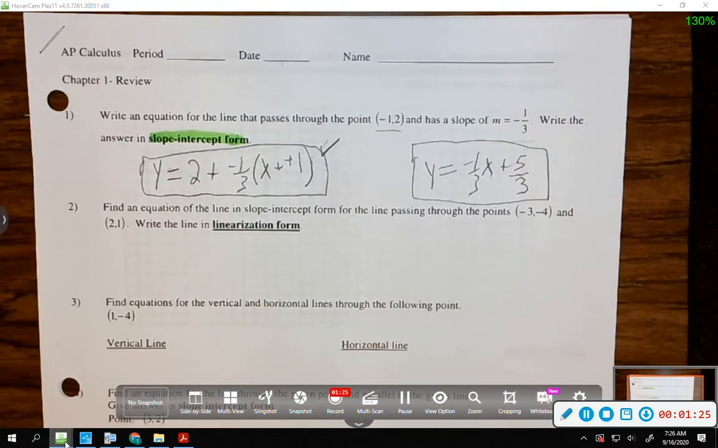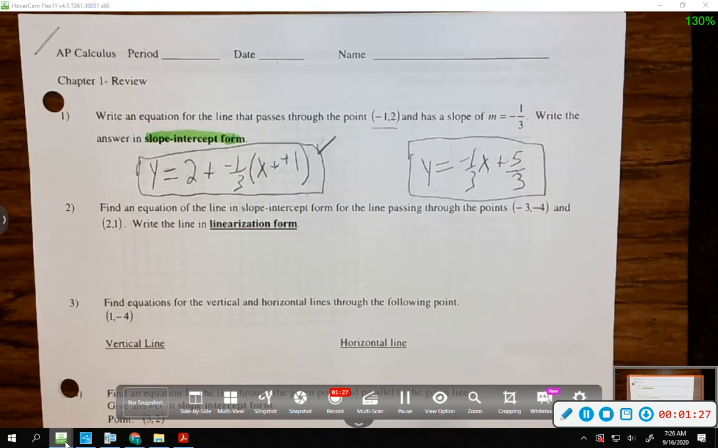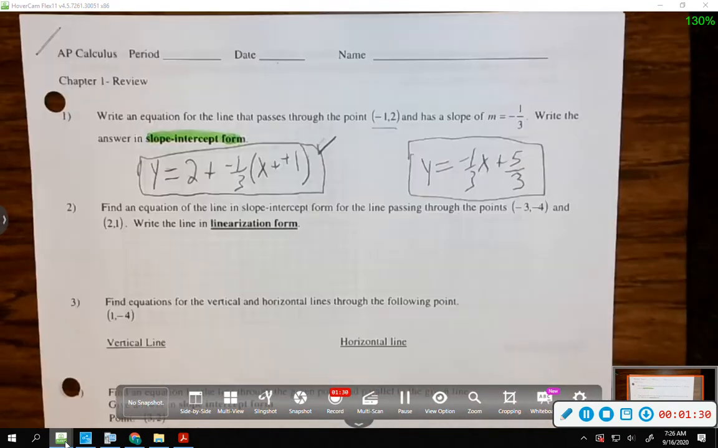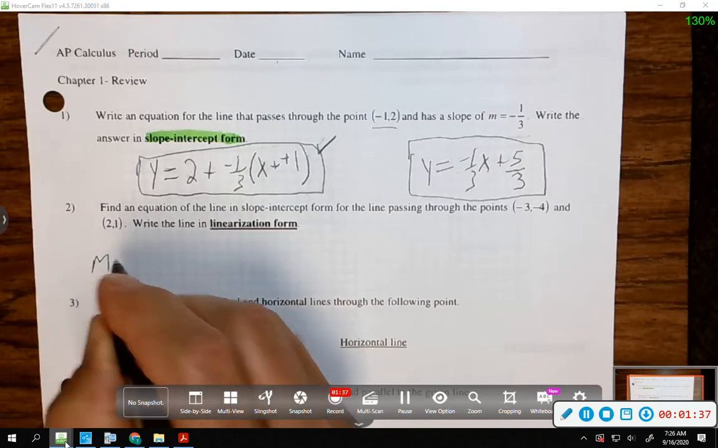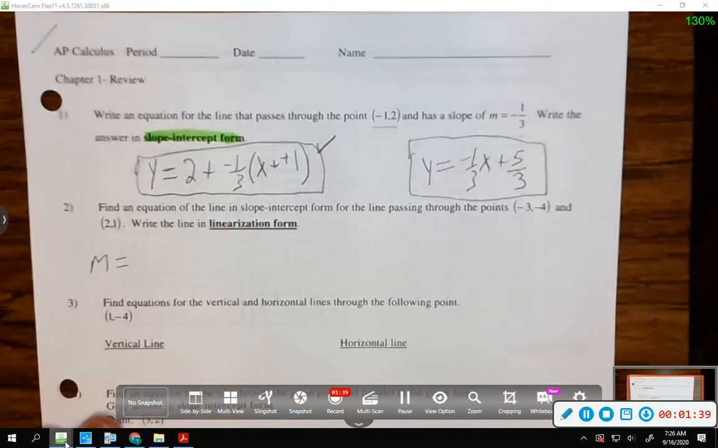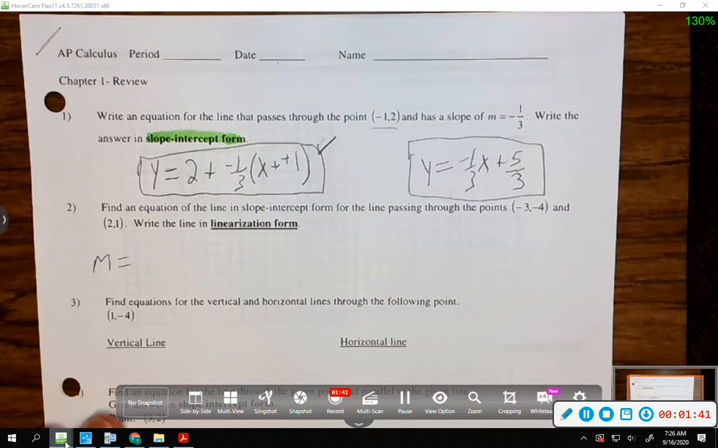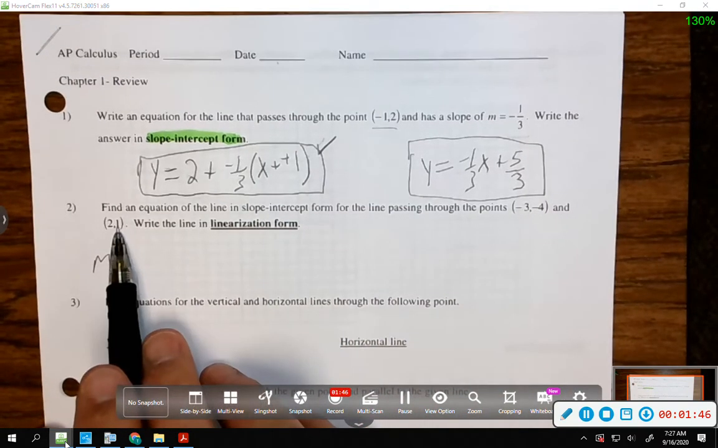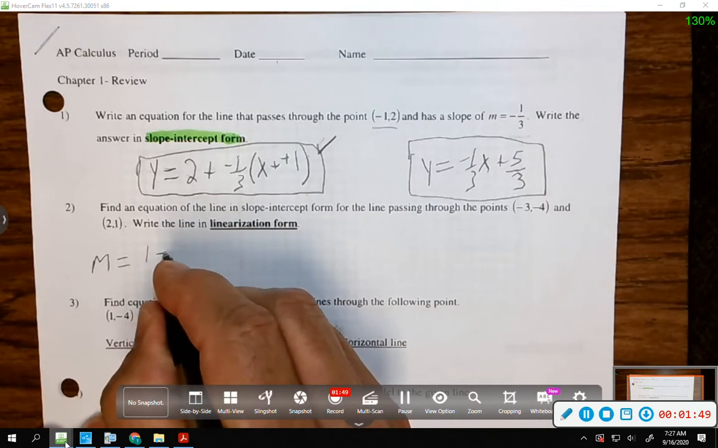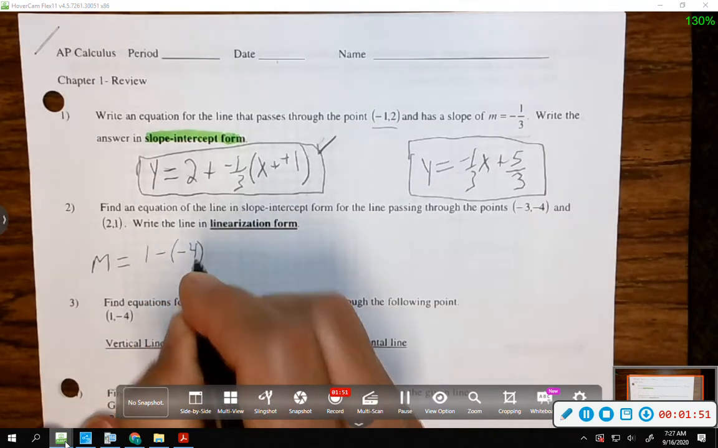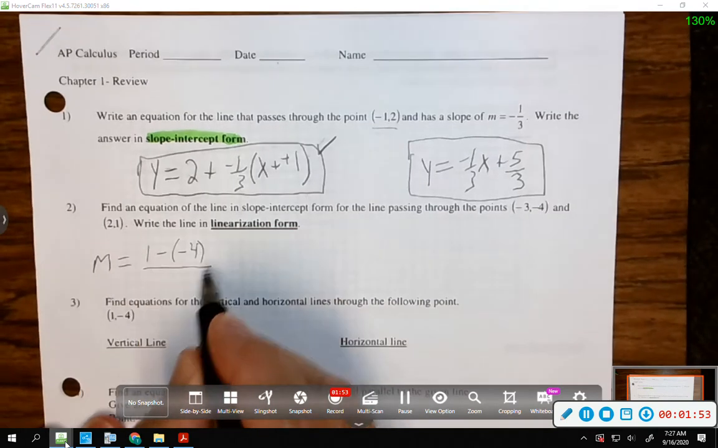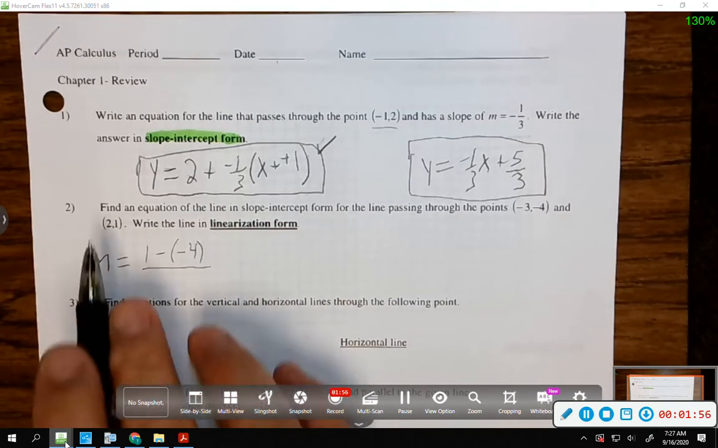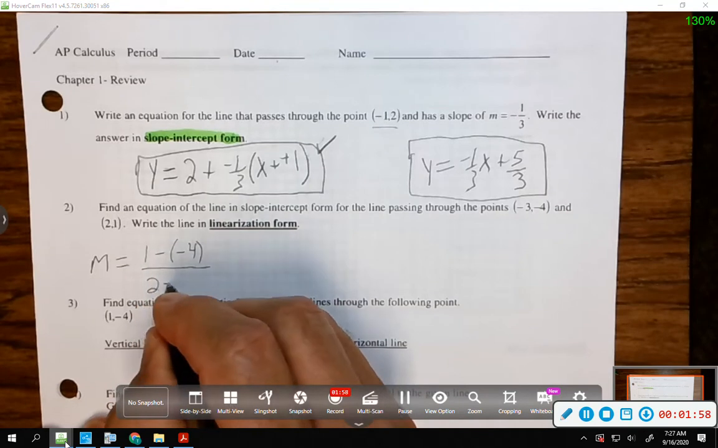Okay? Problem 2 is going to be the exact same problem, except they do not tell us the slope. We have to determine the slope ourselves, and we can do that by just subtracting the y's over subtracting the x's. So the slope is going to equal, remember, change in y over change in x. It doesn't matter which point we start with as long as we're consistent. So I'll start with this point: 1 minus negative 4, subtract the y coordinates of the 2 points on top, over 2 minus negative 3.